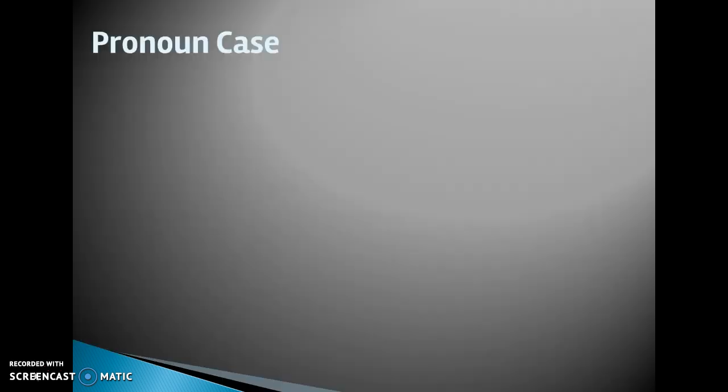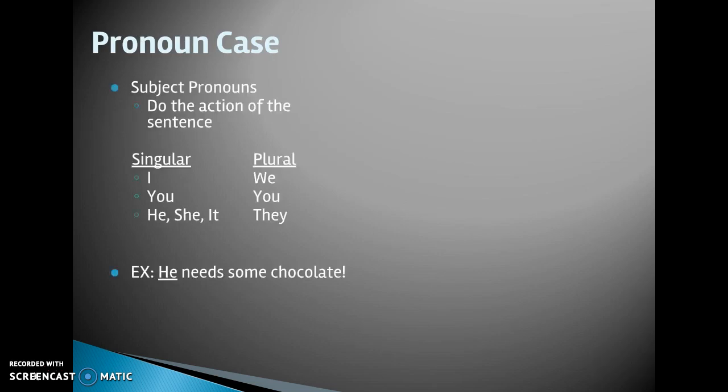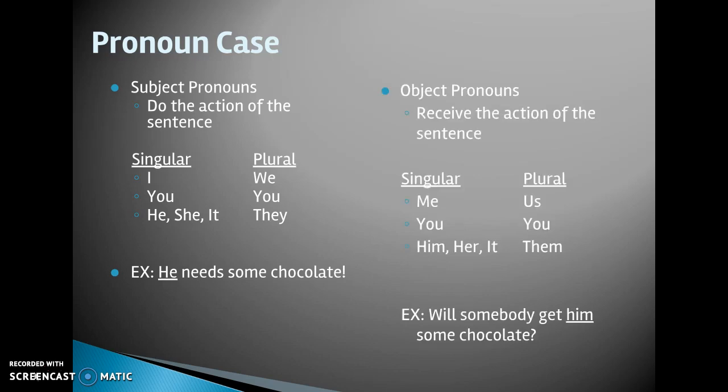All right, let's talk pronoun case. So we need to know that there's different types of pronouns. You've probably noticed us using different ones along the screencast. There's subject pronouns. They do the action of the sentence. So I, you, he, she, it, or the plural we, you, they. Those pronouns can act as the subject. Object pronouns receive the action of the sentence. So they are receiving the action instead of doing the action. For singular, me, you, him, her, it. For plural, us, you, and them. So in addition to being able to agree, we also need to know when to use subject and object pronouns.